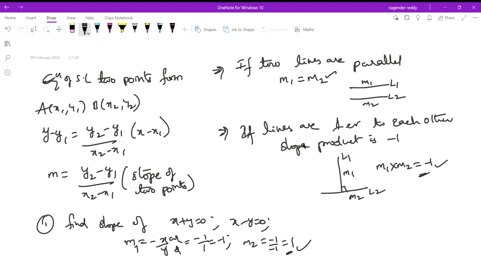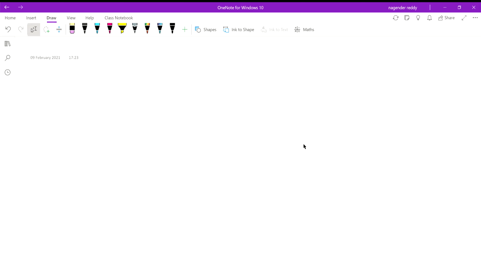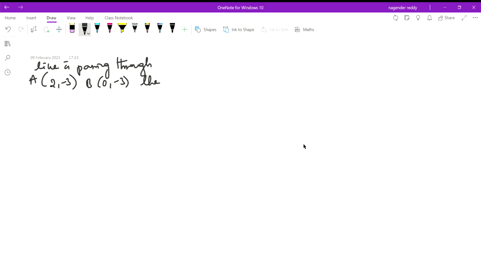We already learned some formulas based on straight lines, so by using those formulas we'll do some questions. Suppose a line is passing through A(2, minus 3) and B(0, minus 3), then find the equation of the line. We have to find the equation of the line.